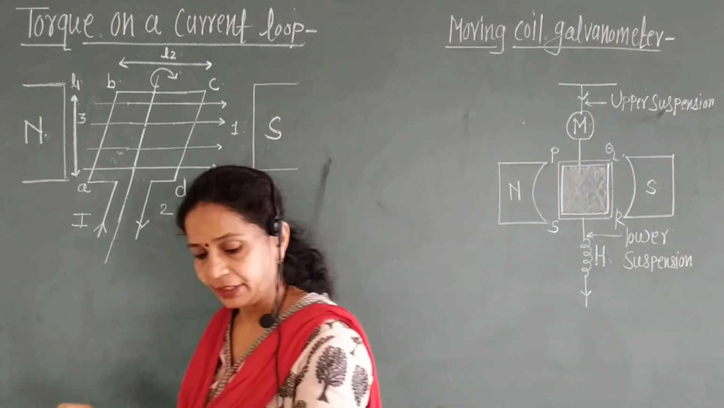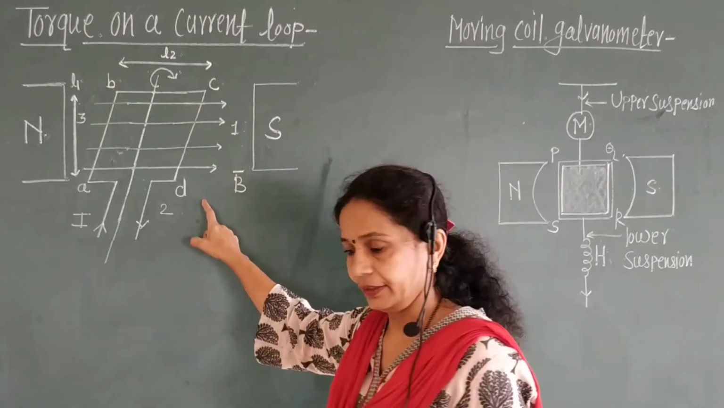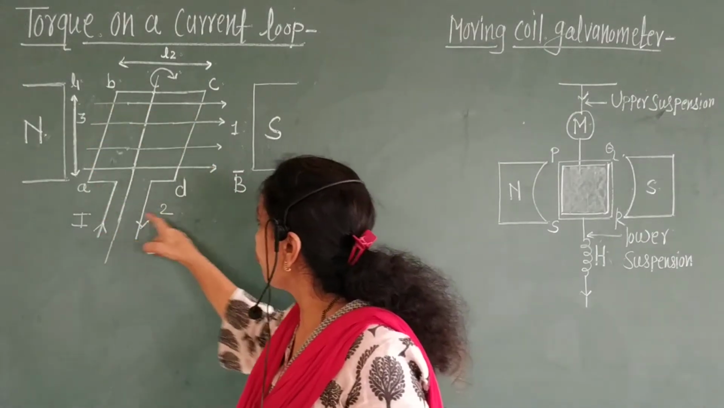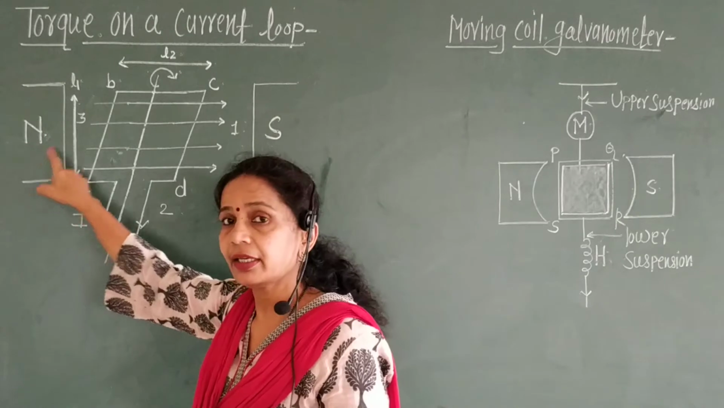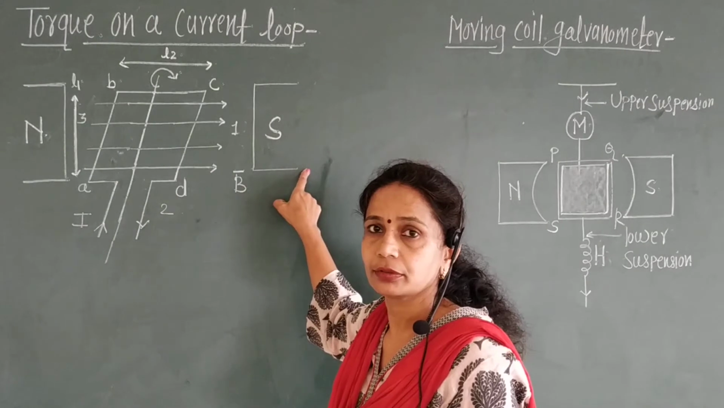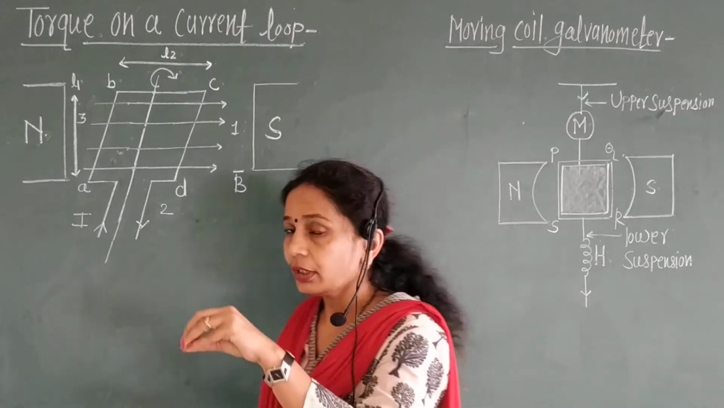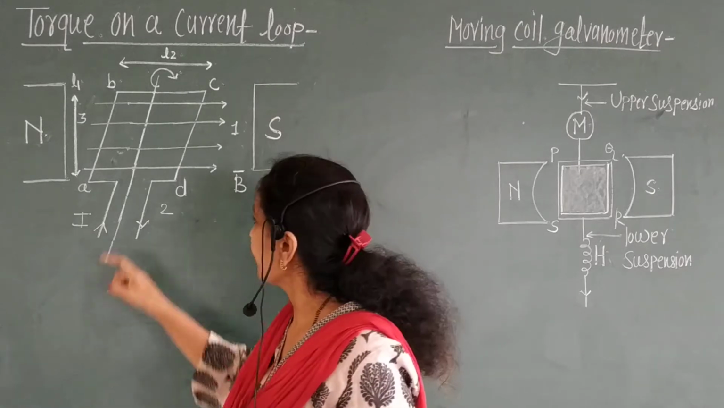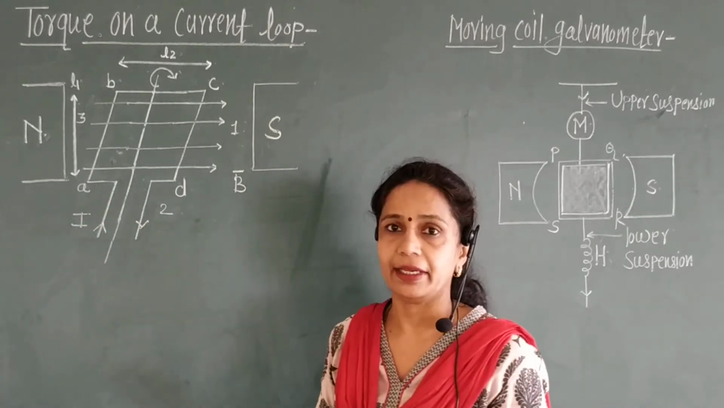Here, we consider a rectangular loop ABCD, which is placed in a uniform magnetic field B. Also, there is a strong magnet with north and south poles. Now, the four sides of the rectangular loop are AB, BC, CD and DA.